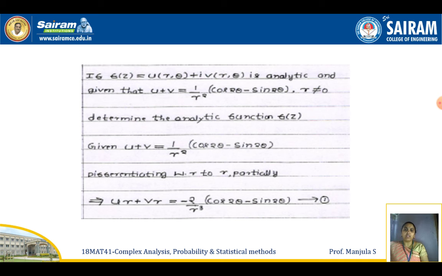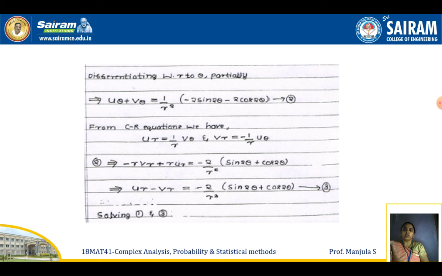Now the given equation u plus v can be written as 1 by r square into cos 2 theta minus sin 2 theta. You just do the differentiation with respect to r partially, so that we get ur plus vr, which equals minus 2 by r cube into cos 2 theta minus sin 2 theta. Take this as equation number 1. Next, do the differentiation with respect to theta partially, so that we get u theta plus v theta, which equals 1 by r square into minus 2 sin 2 theta minus 2 cos 2 theta. Take this as equation number 2.